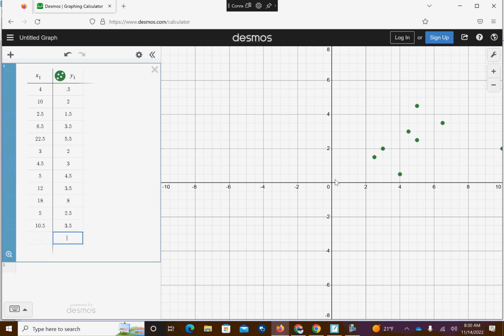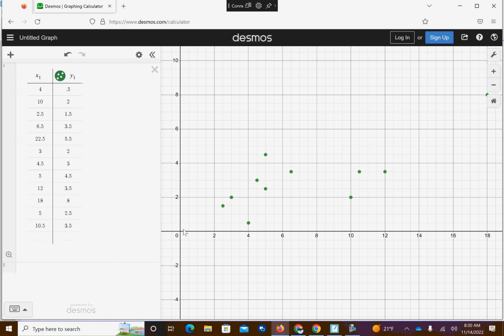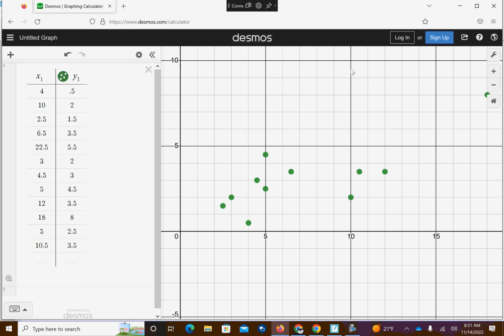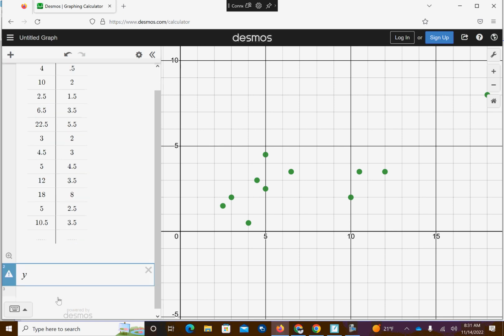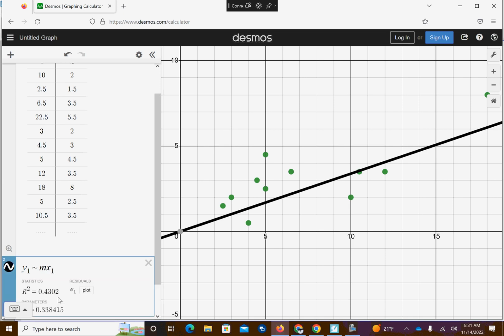Okay, here we go. So they want us to create a linear regression based on this model, which doesn't look incredible. Kind of looks like a blob. So for the linear regression, we're just going to go y sub 1 tilde m x sub 1 plus b.